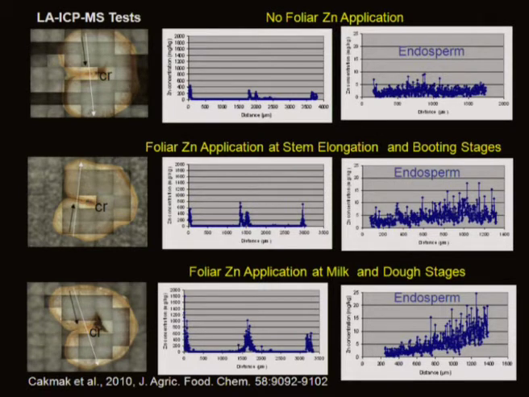But when you apply zinc after the flowering time, during the milk stage and dough stage, you see the increase is much higher. Up to 15 ppm, you can increase the zinc. It's a nice, impressive increase. I mean, you increase the zinc in the endosperm part that we eat by a factor of 3. This is, I think, very important for human nutrition, for human health.